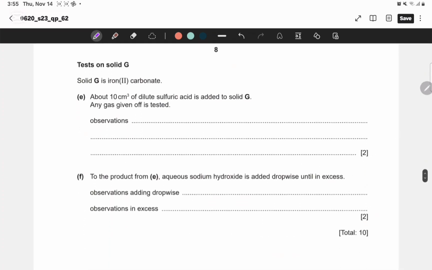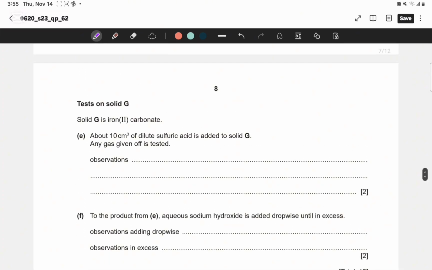Now tests on solid G. Solid G is iron carbonate, so FeCO3. About 10 centimeters cubed of dilute sulfuric acid, so H2SO4, is added to solid G. Any gas given off is tested. So H2SO4 is an acid, so any of these two react with an acid. Do any of them react with an acid? Yeah, CO3 2 minus, CO3.